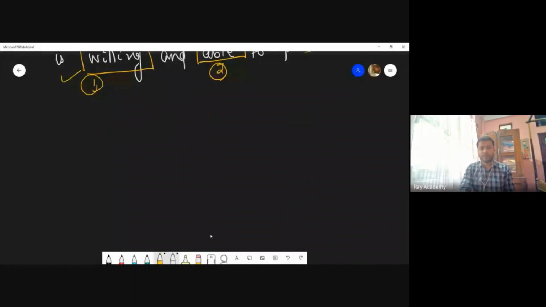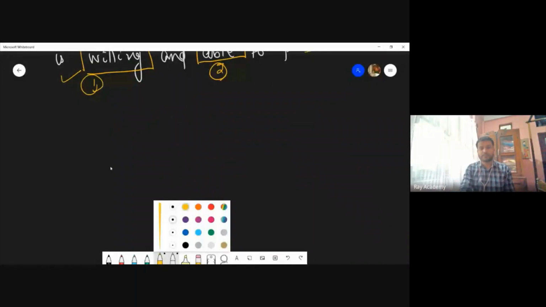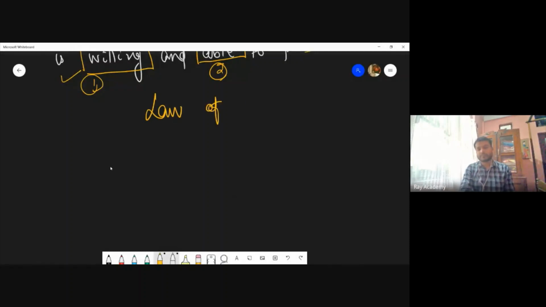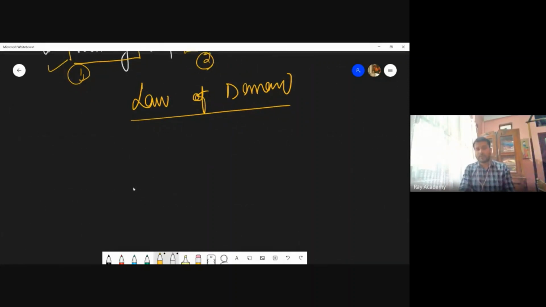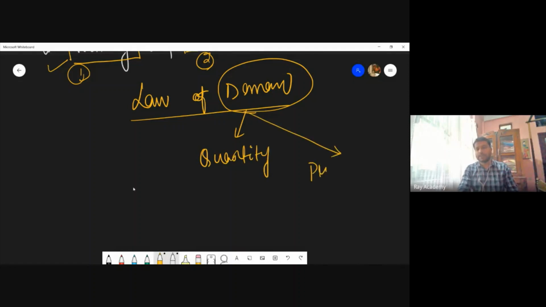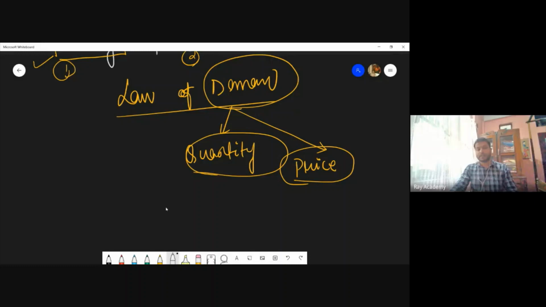You see, law of demand. Okay, what do you mean by law of demand? These are very basic and these are important. So when you talk about law of demand, when you demand, what do you demand? You demand certain quantity. And how do you get the quantity? By paying price. That means always there will be correlation between quantity and price.